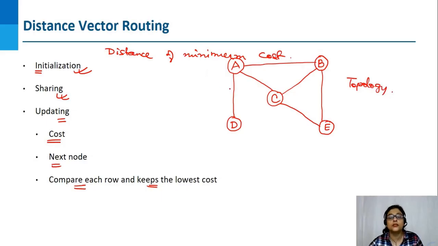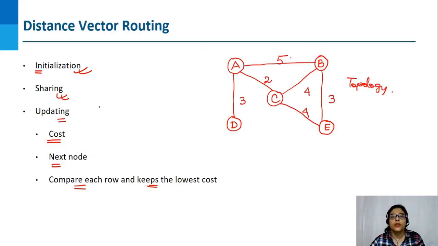This topology consists of 5 different nodes A, B, C, D, E, and they are connected in this fashion. Let's understand that their cost is as given. That is, if anybody wants to go from A to B, the cost is 5. A to C is cost 2, C to E is cost 4, C to B is cost 4, B to E cost 3, and A to D cost 3. Now we have to initially create the routing table.